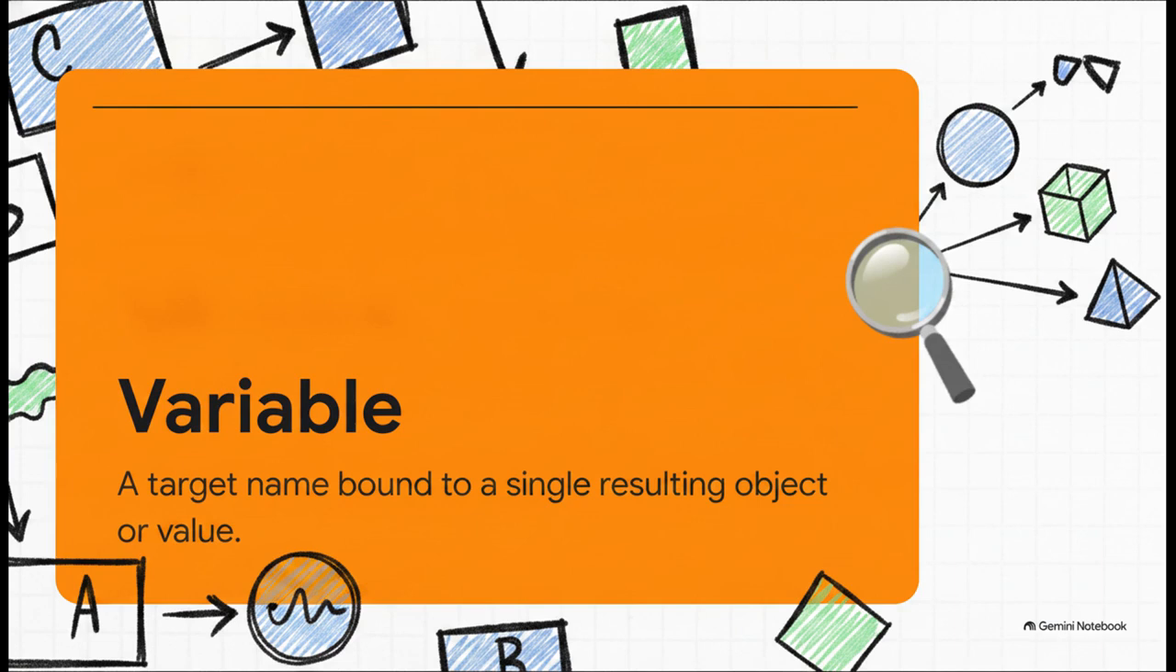Okay, so according to the official Python documentation, an assignment statement binds a target name to a single resulting object or value. Think of a variable kind of like a labeled target. You literally stick a label, a name, right onto a piece of data. And by doing this, you're explicitly commanding Python to hold on to that data and communicate it back whenever you call out that specific name. Seriously, this single action is exactly what makes Python such an incredibly powerful tool.